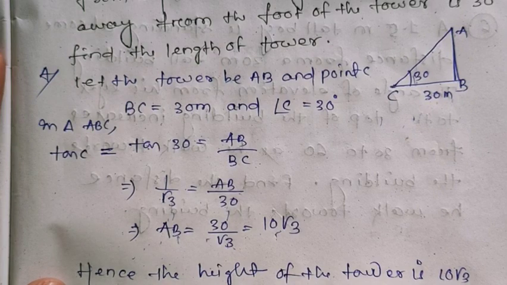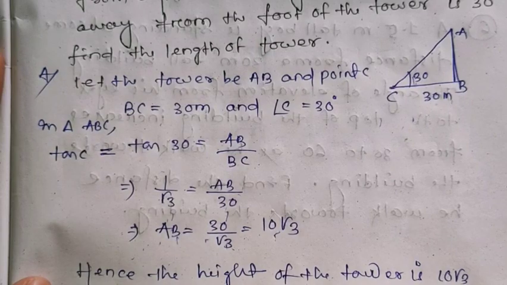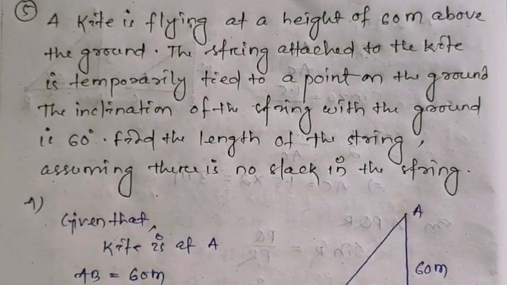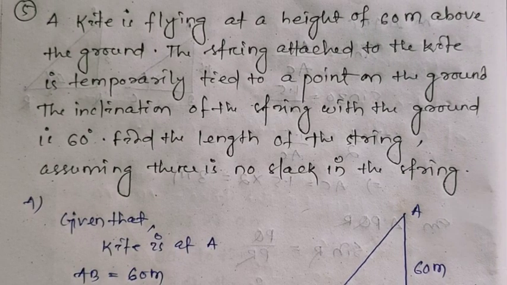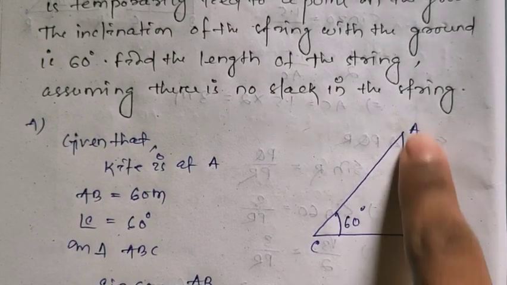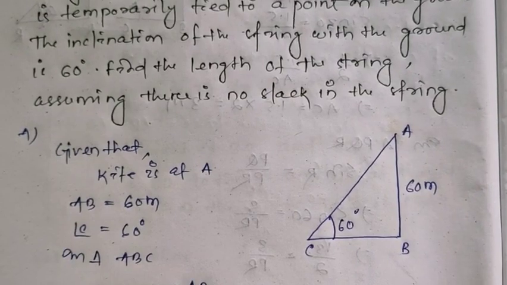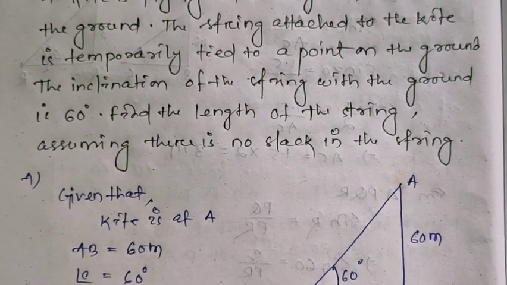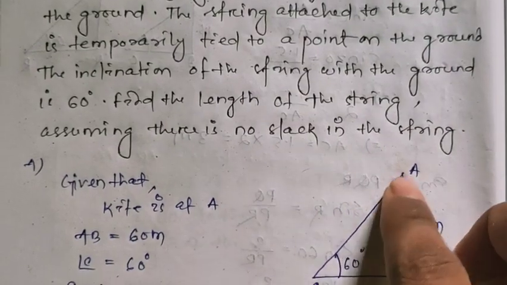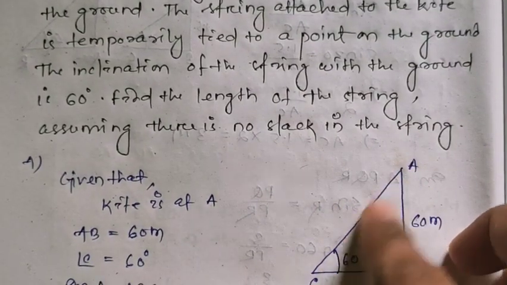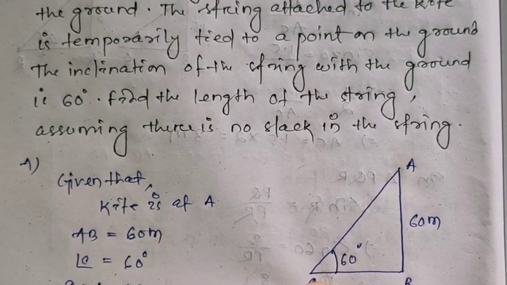Understand up to this? Okay, let's go to the next question, question number 5. So here is the question. A kite is flying at a height of 60 meter above the ground. Let's consider A is a kite which is flying 60 meter high from the ground. The string attached to the kite is temporarily tied to a point C.